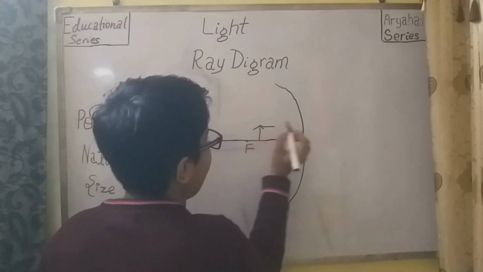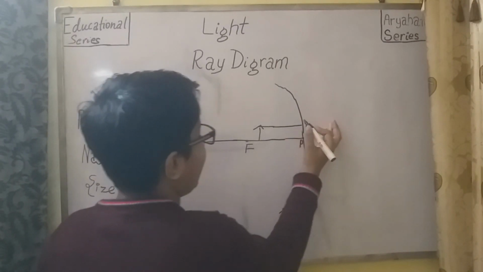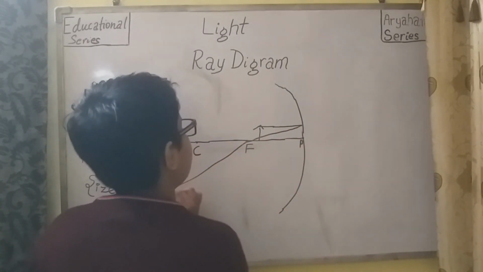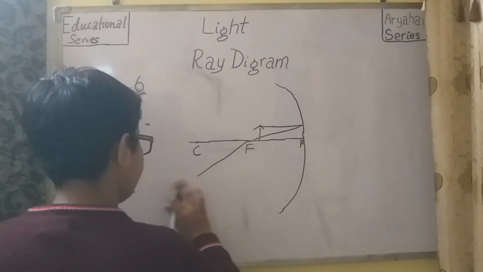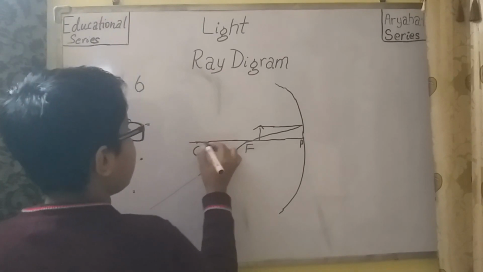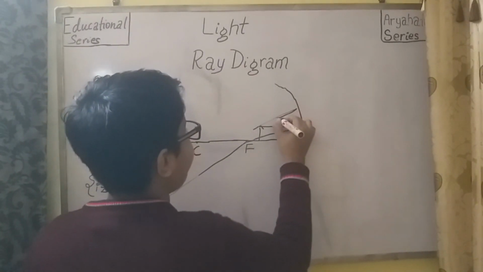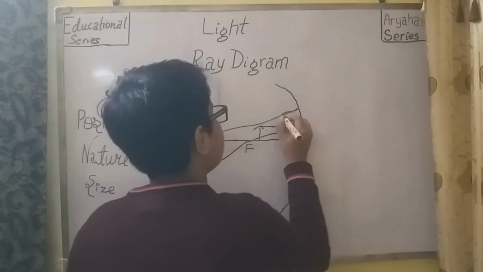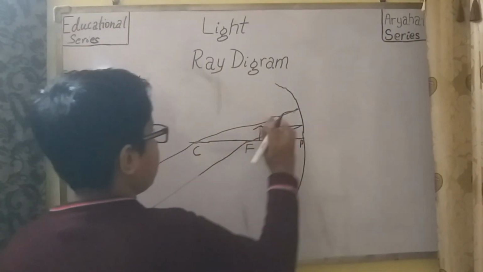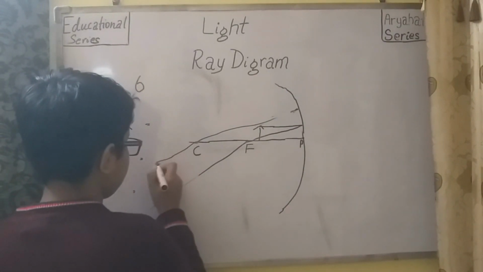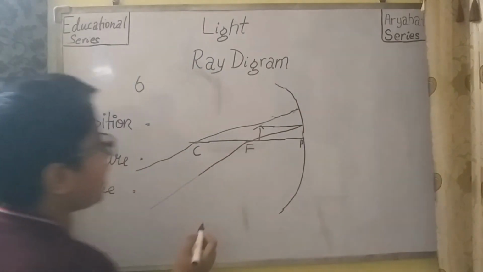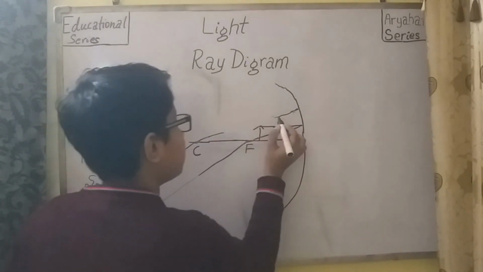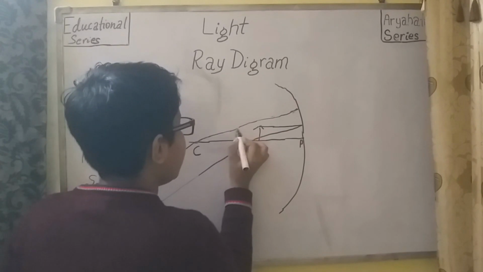So as we know, a light ray which is parallel to the principal axis passes through the focus. Now another ray, a ray that passes through the center of curvature, retraces the same path. So now this ray retraces the same path. If you do it with a scale, you can have more clarity. I don't have a scale here.